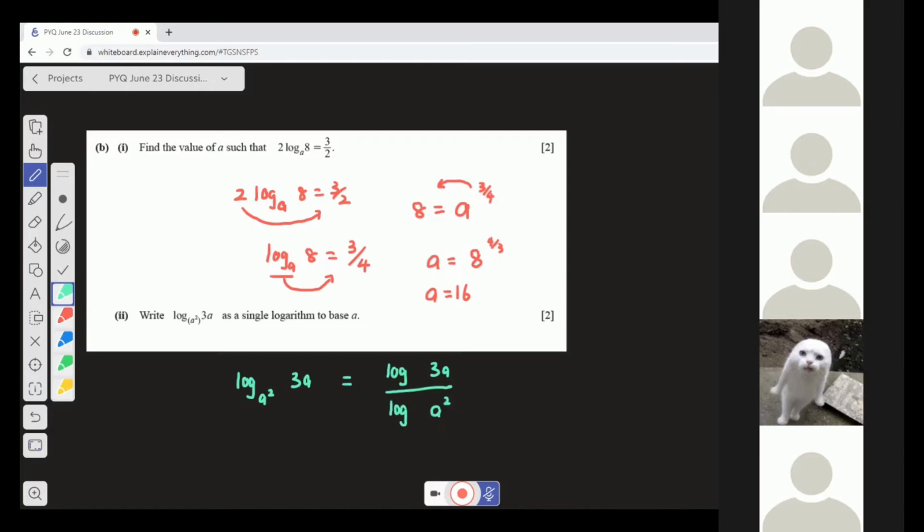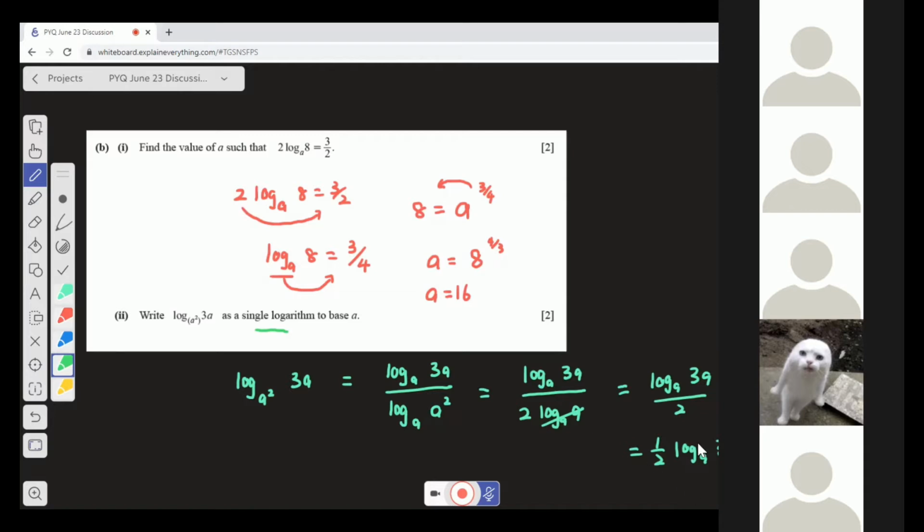Then what base should we change to? 3a. No, the question already says. Oh, base a. Yes, base a. So in this case, log a 3a is over 2 log aa. So what is log aa? Cut away. We get log a 3a over 2, and we get 1 over 2 log a 3a. May I know, is this the right answer? Because the question asks for a single logarithm, is this the right answer?